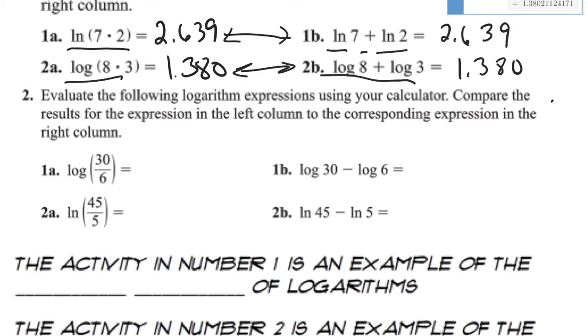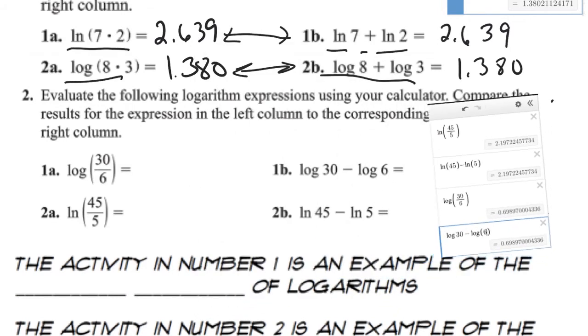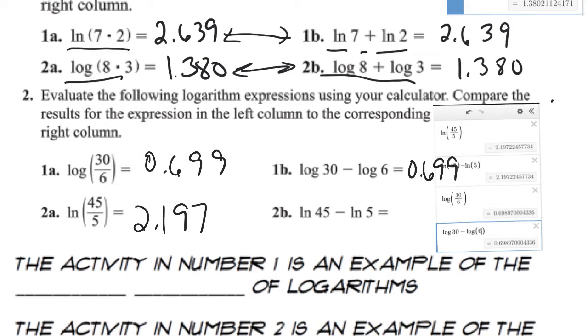Okay, so I went ahead and went to my calculator. Let me bring in my results for all 4 of these. I know that they're in a different order, but that's okay. The natural log of 45 divided by 5 is 2.197. Then the log of 30 divided by 6 is 0.699. The log of 30 minus the log of 6 is 0.699. And then the natural log of 45 minus the natural log of 5 is 2.197.